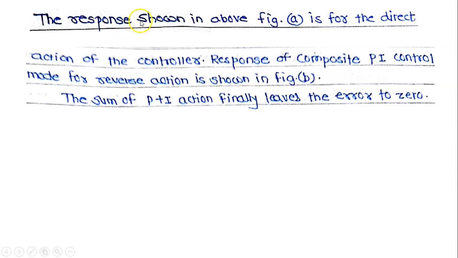The response shown in the above figure A is for the direct action of the controller. The response of composite PI control mode for reverse action is shown in figure B. The sum of P plus I action finally leaves the error at 0.